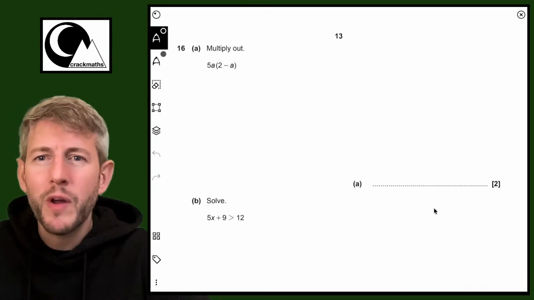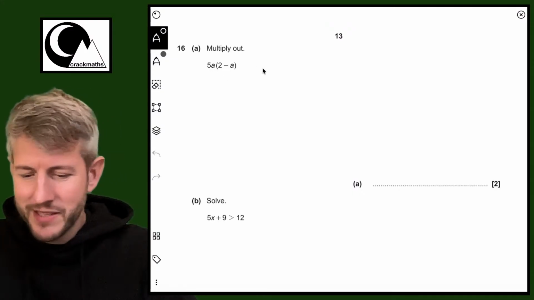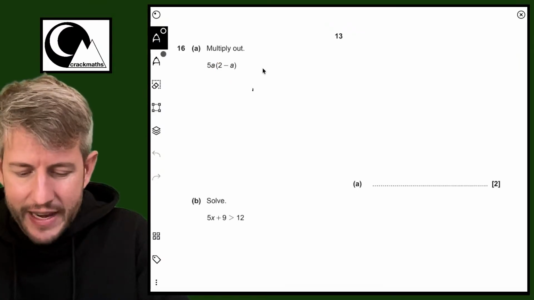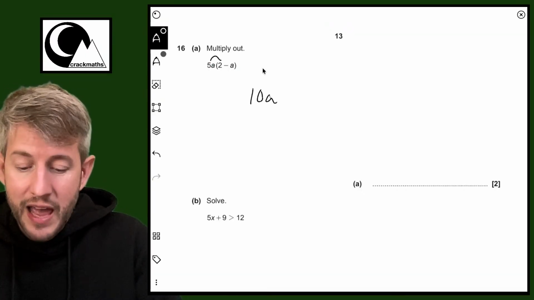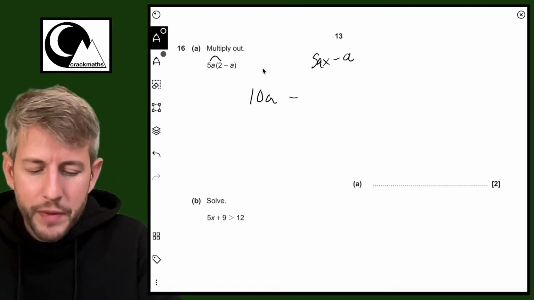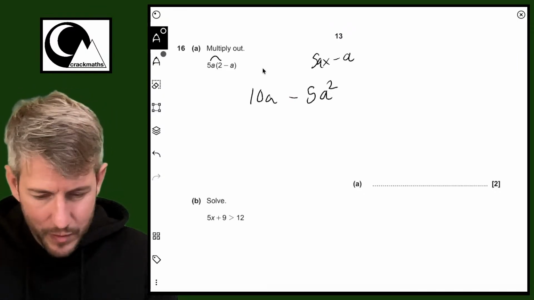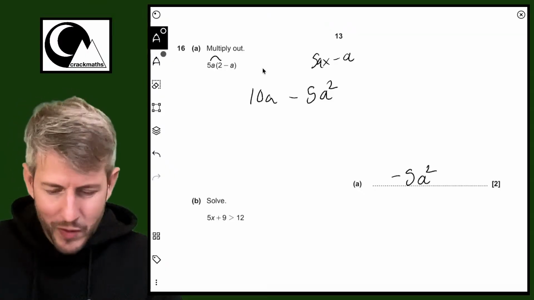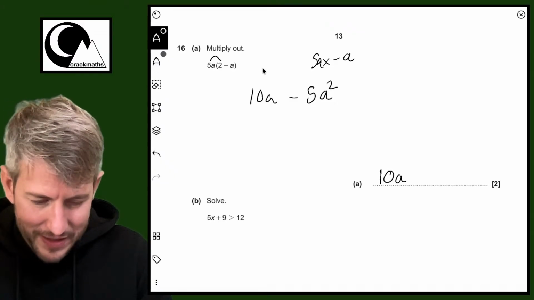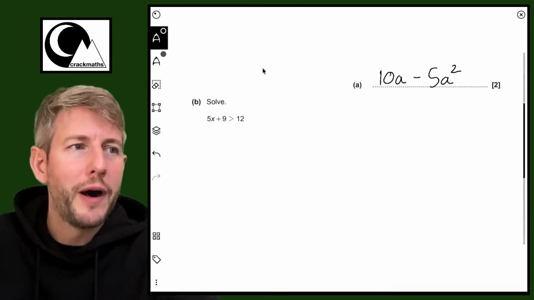Right, let's have a look at question 16a. Multiply out 5a bracket 2 minus a. What this is going to do is this will be 2 lots of 5a, which will be 10a, because I've done this bit times this. And then I've got 5a times negative a, and that's going to be minus 5a squared. So here we go: 10a minus 5a squared.